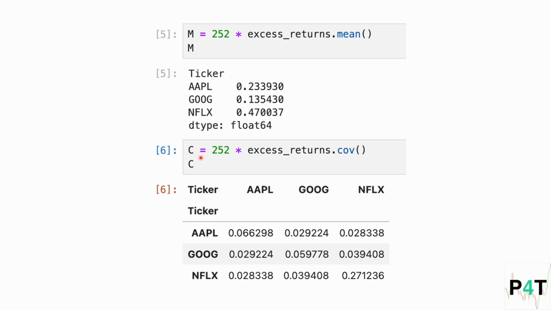Then to get the C values, we will simply do excess returns.cov. So we get our covariance matrix, and again, we are going to annualize this by multiplying it by 252. And here we get our 3x3 matrix, where we get the covariance of each asset as we would expect it to be. It's very, very easy to do this in Python.